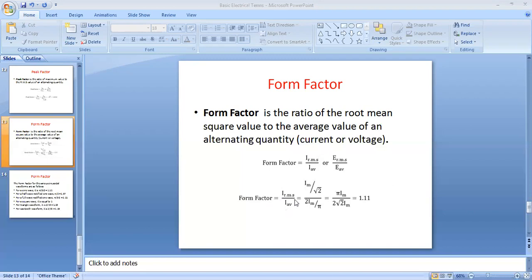If we replace the IRMS and I average by their equivalent values, that is Im by root 2 for IRMS and 2 Im upon pi for the I average, we will get pi into Im upon 2 root 2 Im, and finally the form factor value will be 1.11. So the value of form factor is 1.11.